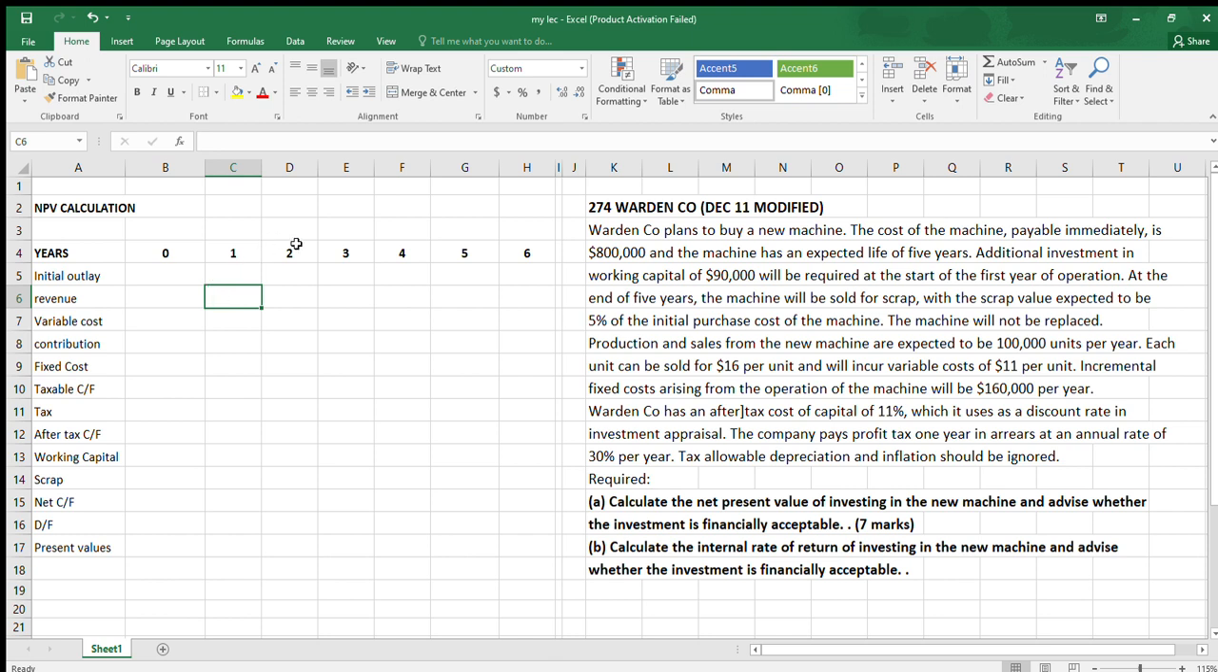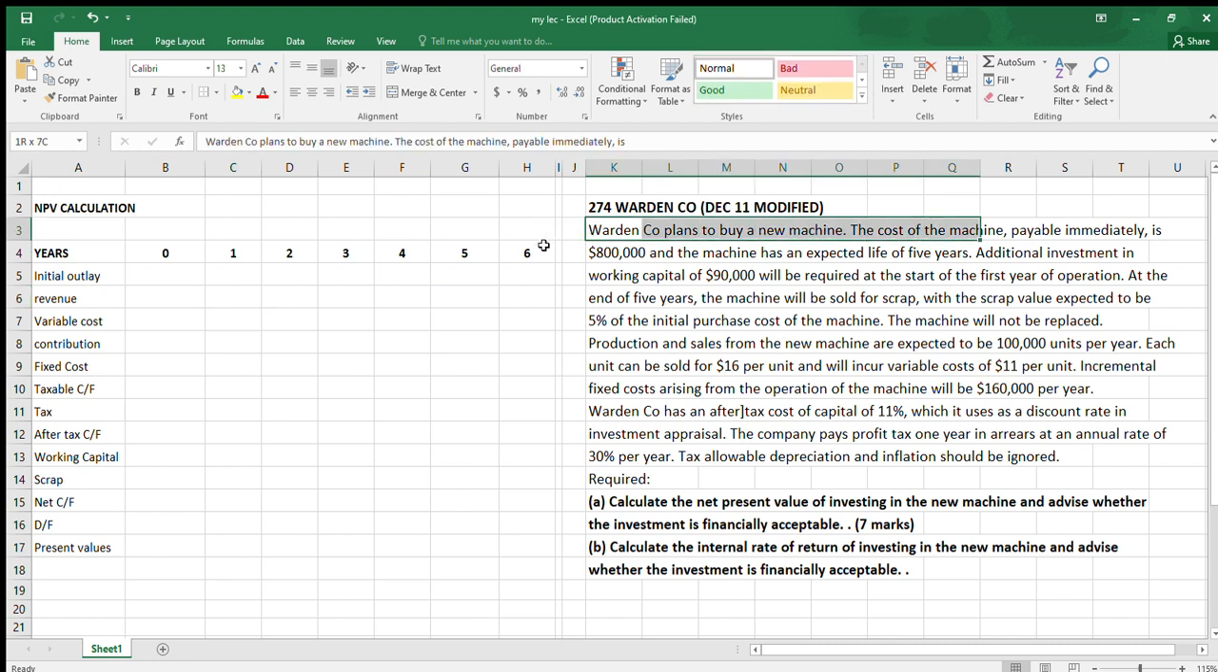So we have a question from the Kaplan, which is question number 274, Wadinku. I've already set up the format because of time. This is a normal format that is a must know, just a normal format and some addition and subtraction. The question says that Wadinku plans to buy a new machine. The cost of the machine payable immediately is $800,000.